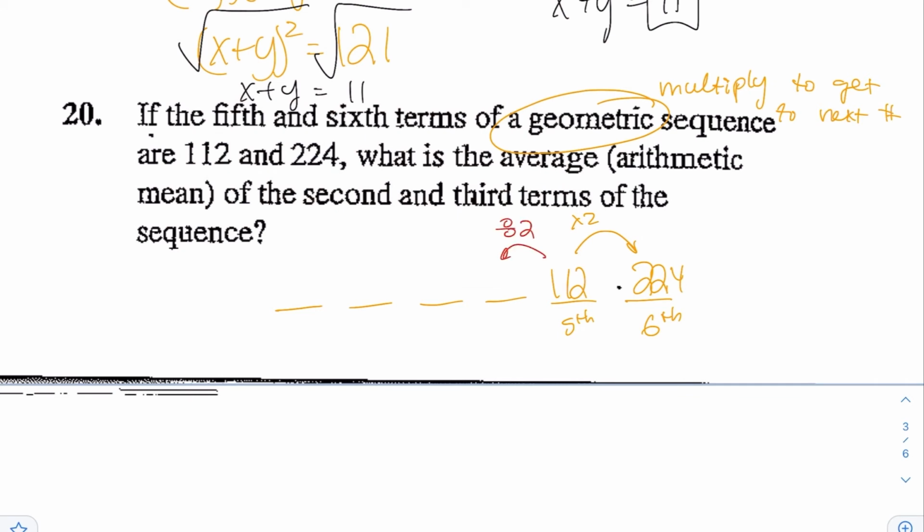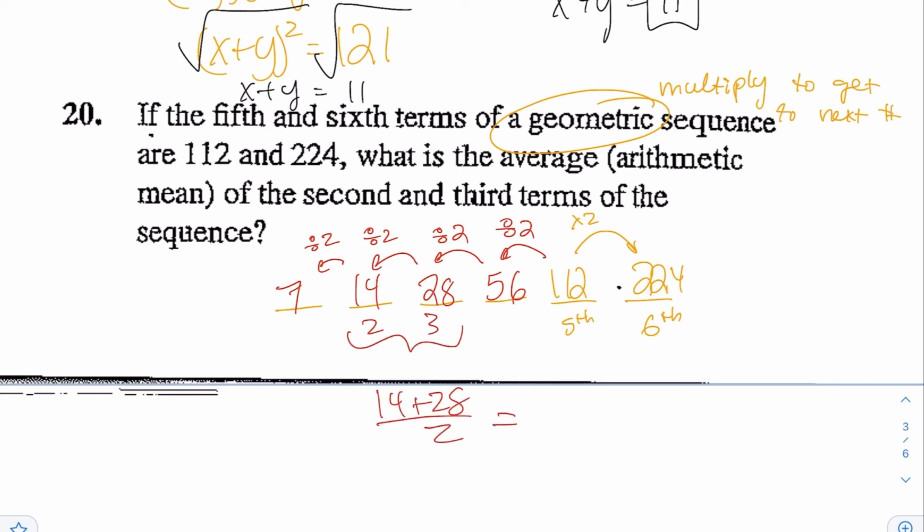So 112 divided by 2 is 56. Then divide by 2 again, you get 28. And again, 14, and finally 7. So the average of the second and third terms is going to be 14 plus 28 divided by 2. So that's 42 divided by 2, or 21. So the answer for number 20 is 21.